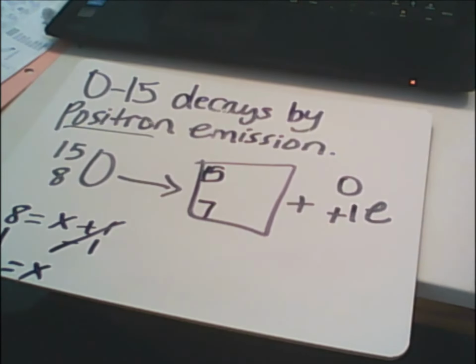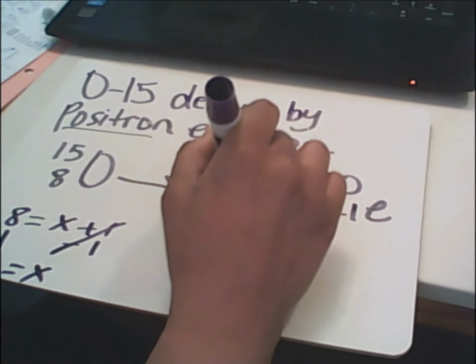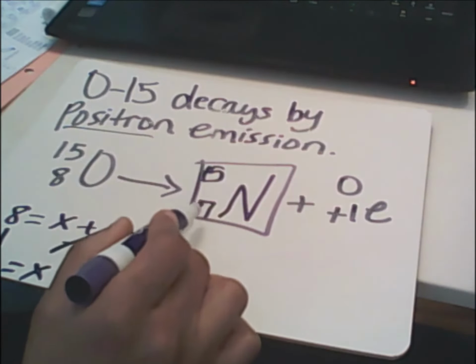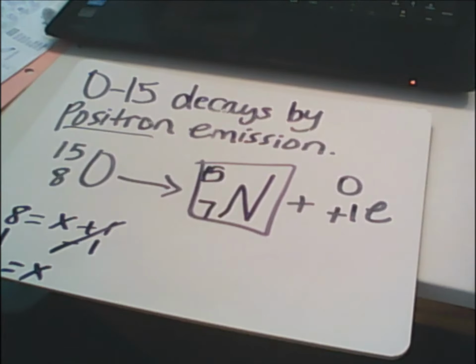Now, to identify this element, I look at my periodic table for atomic number 7, and that is nitrogen. So nitrogen is the missing component. So that's 15, 7, nitrogen. I know that 15 looks kind of odd, but that's what it is.